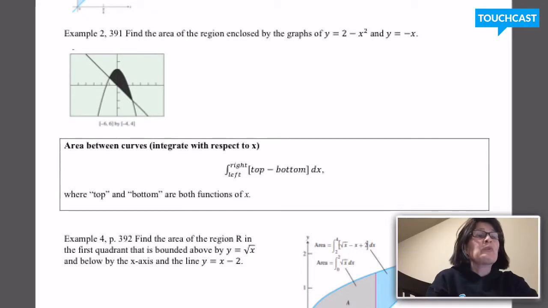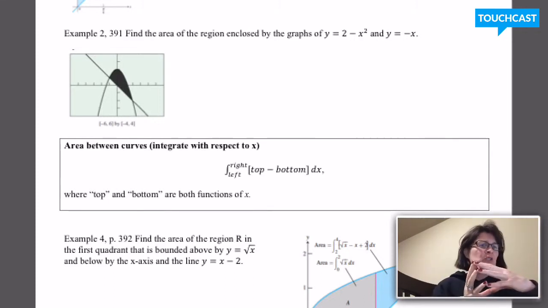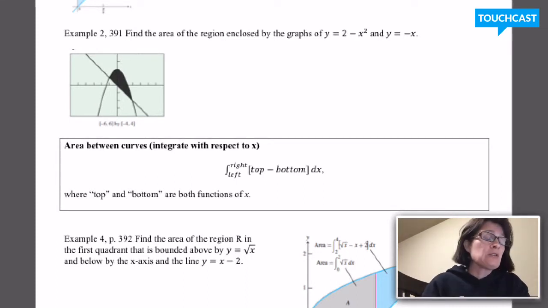For this second example, we haven't been given left and right limits. We've been given two functions, which if we graph, we can see that they intersect and define a very specific region. But we haven't been told what those left-hand and right-hand limits are. So we're going to have to find them out ourselves.